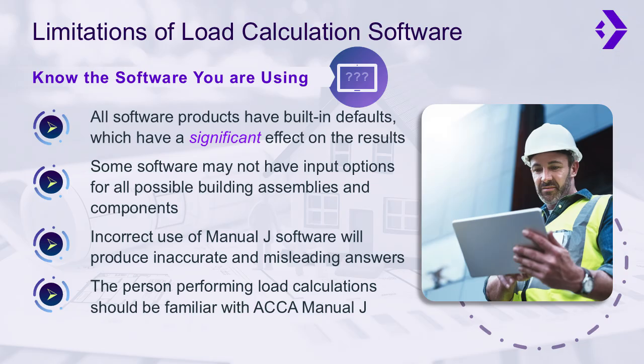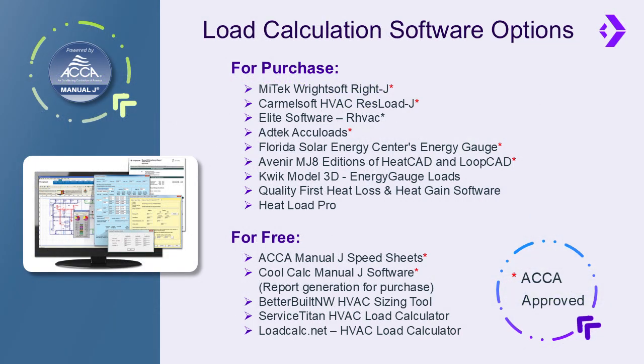There are a variety of software options available for performing load calculations, and understanding the software of your choice is a big piece of the puzzle. Both paid and free tools are available. Some for-purchase options include MyTech RightSoft RightJ, CarmelSoft HVAC ResLoad J, and Elite Software RHVAC, all of which are ACCA approved. Free options include ACCA Manual J spreadsheets, CoolCalc Manual J software, and Better Built NW HVAC sizing tool. There's no shortage of options, and each has its own strengths and weaknesses. Now, let's look at some of those limitations in more detail.